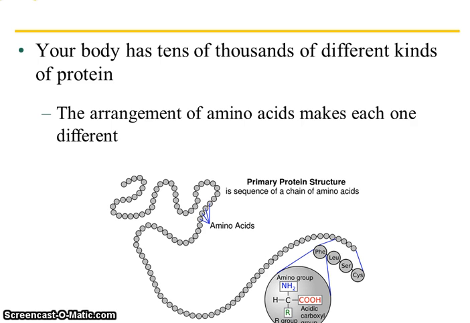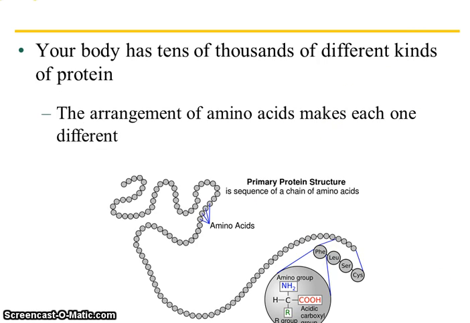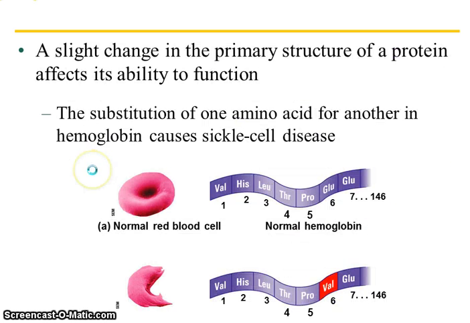Your body has a very wide-ranging amount of different types of proteins, and the arrangement of amino acids is what makes them different. So you have different levels of structure. That first structure is the primary protein sequence. That's just the order of amino acids. So you can see this protein going down, and it's made up of all these different amino acids put together. And you'll have a very specific order to determine the protein function.